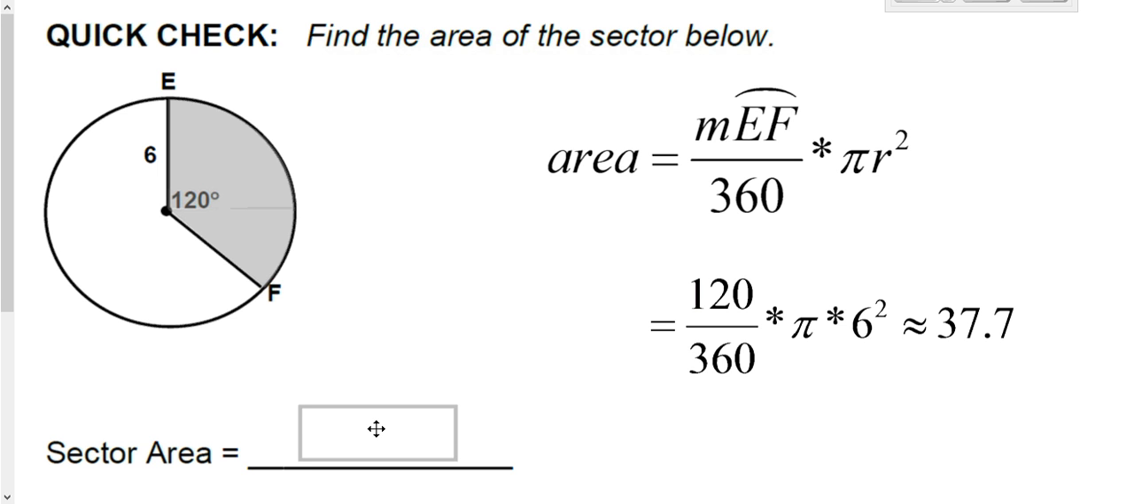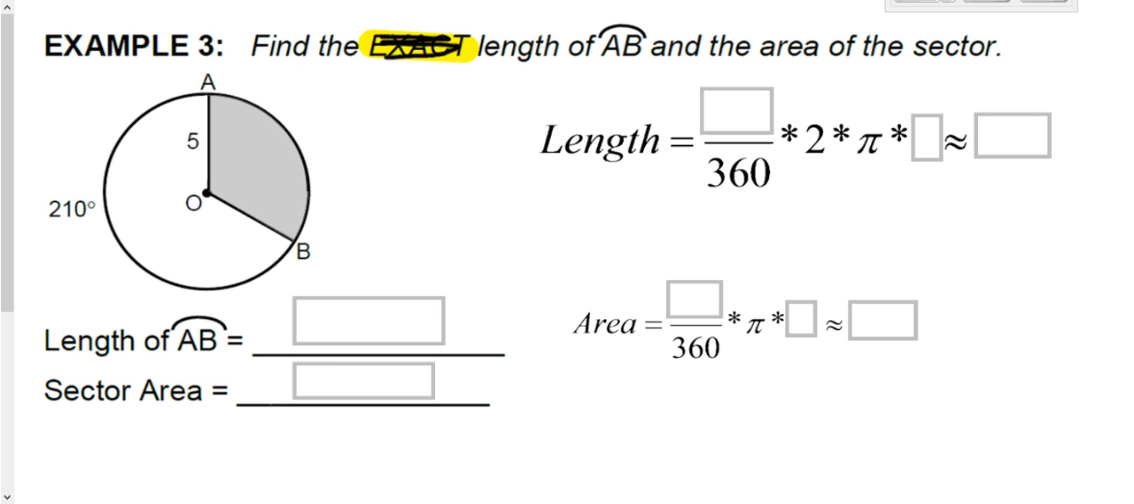Not too bad. It's an interesting concept, not too tough to do. You think of it as a fraction of the whole circle, whether it be area or circumference. Let's see, a couple more right here. Example 3, let's do a couple more examples with just rounding to the nearest tenth.